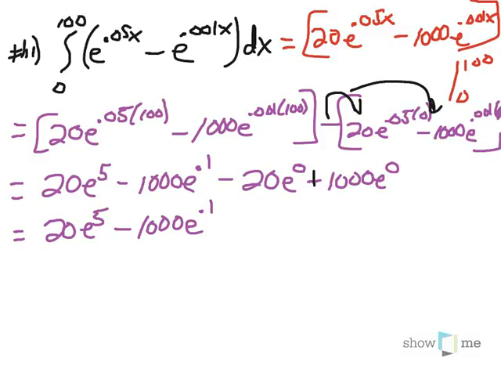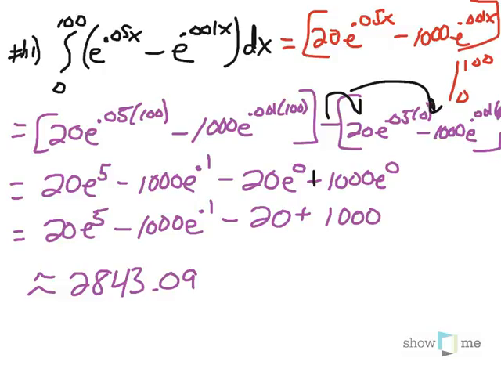E to the 1st is 1. 20 times 1 is 20. E to the 0 is 1. Over here again, e to the 0 is 1. 1 times 1,000 is 1,000. Throw this in your calculator. You end up with approximately 2,843.09.